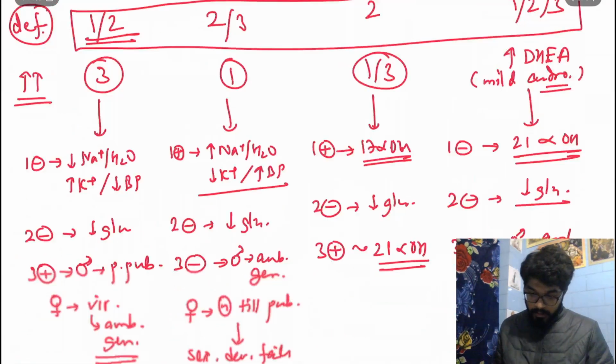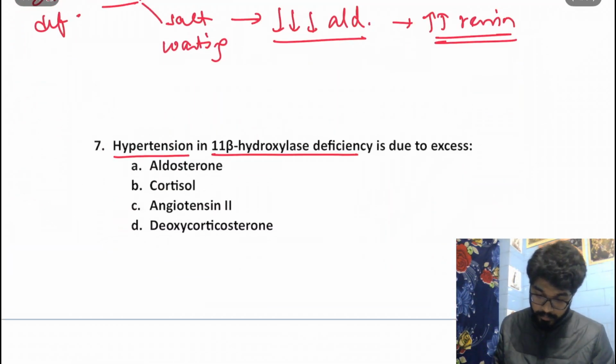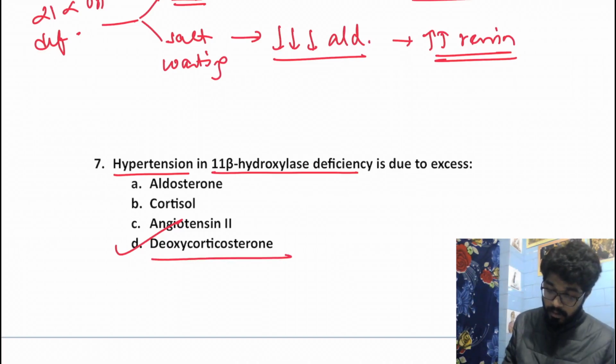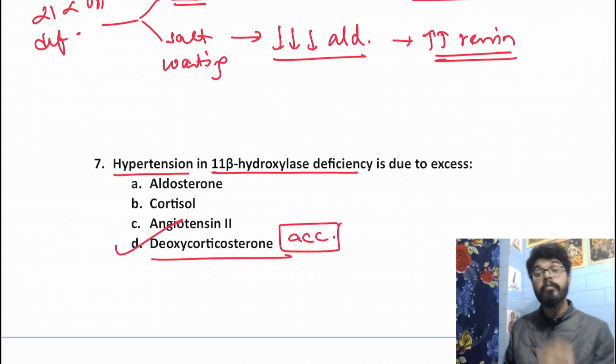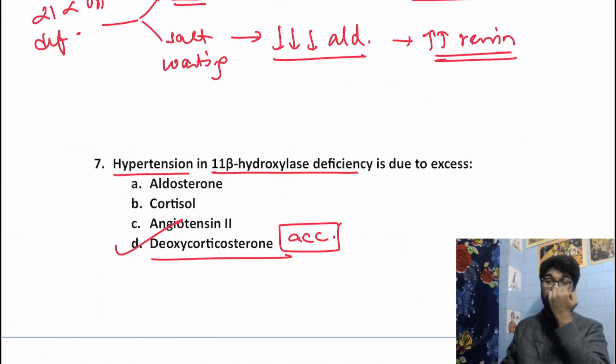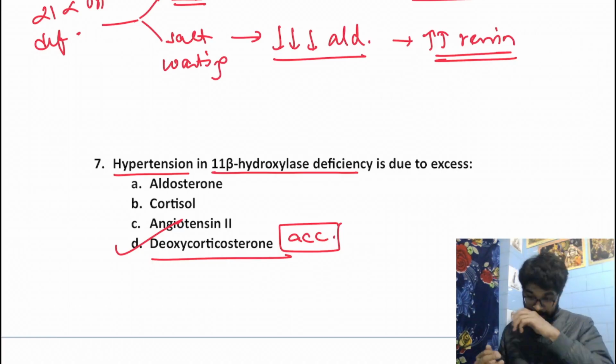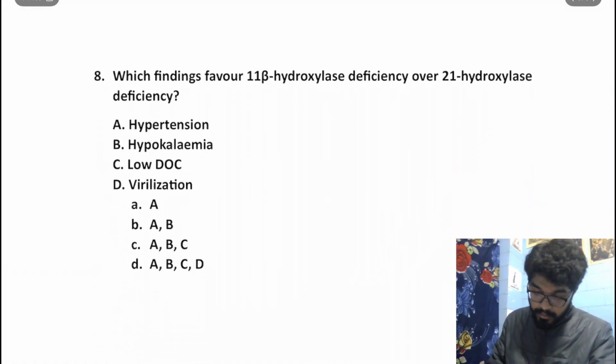Okay. So our answer over here would be deoxycorticosterone. Okay, due to excess accumulation. In physiological levels, it won't cause hypertension, but due to excess accumulation, that can trigger hypertension. Okay. Moving on to the next question.